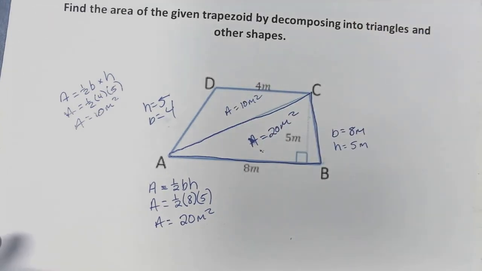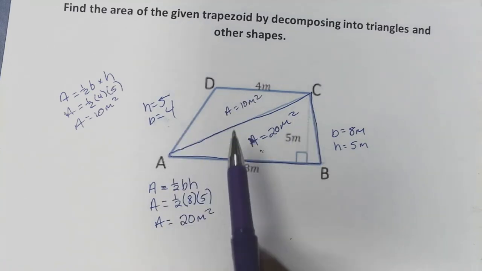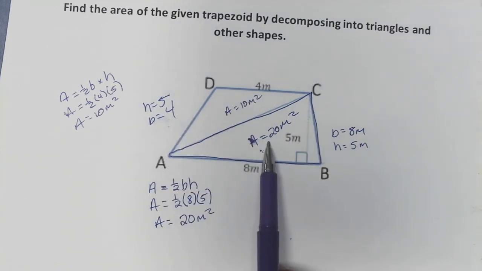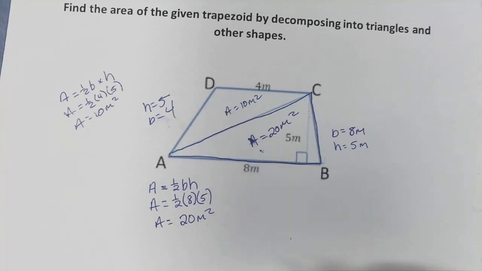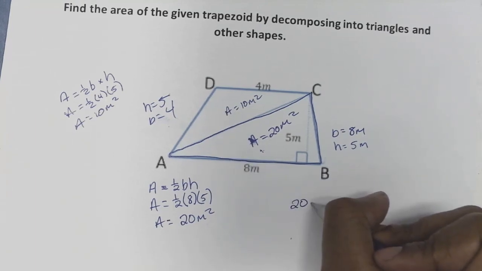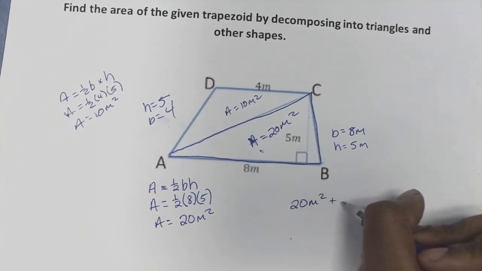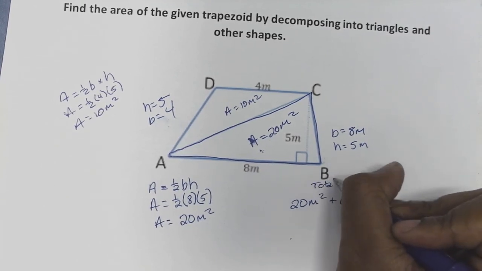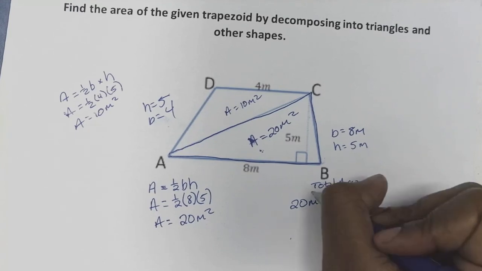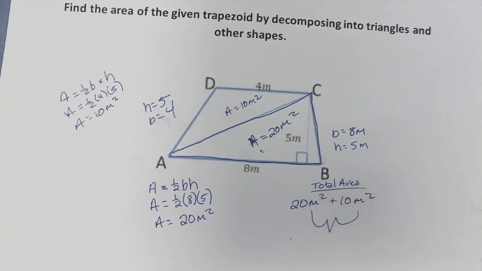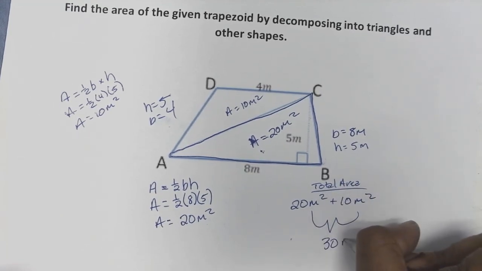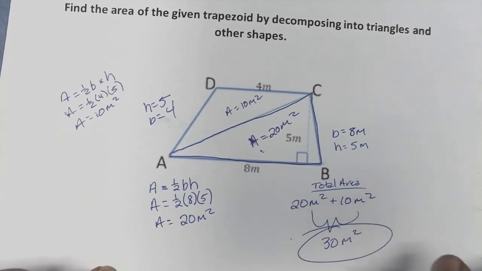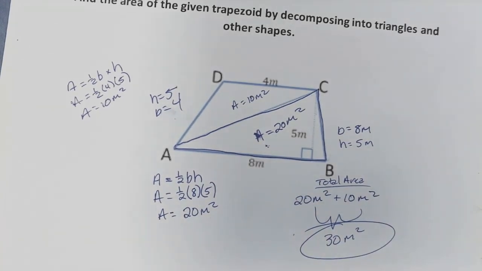Am I done? Not yet, because I have to find the area of the trapezoid. And I can do that by adding the area of my first triangle with the area of my second triangle. So 20 meters squared plus 10 meters squared for the total area will be what? 30 meters squared. Good job.